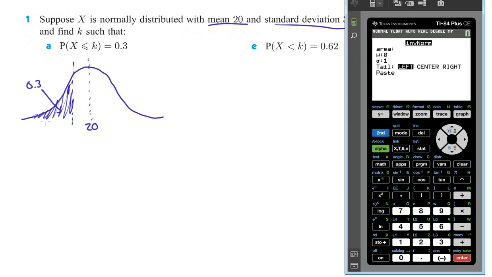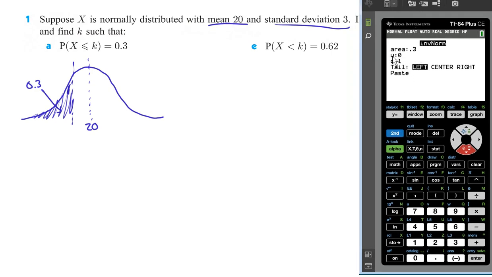The area that we're looking for is the bottom 30%. So we put 0.3. The area is always going to be a percentage as a decimal. The mean in this case is 20, and our standard deviation is 3. Now if yours happens to have this, we're going to want the left tail because we want the leftmost. Some of yours don't have that, and it's okay if you don't, because it will automatically default to always be the left side. It's most like the older TI-83 calculators, which always start from the left and move over. So that's what we want anyway.